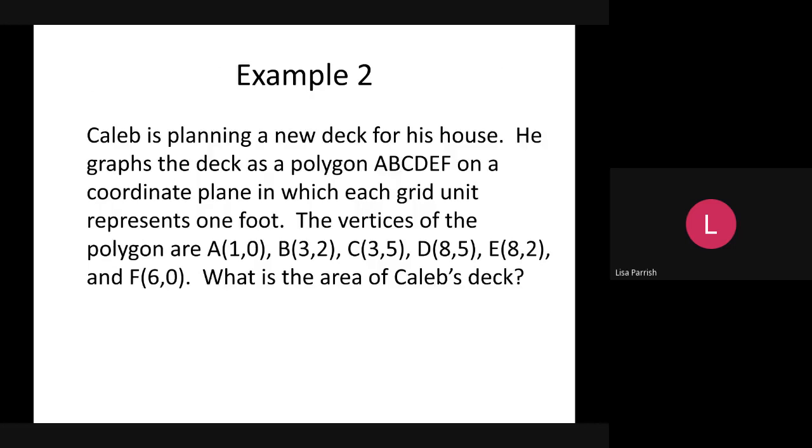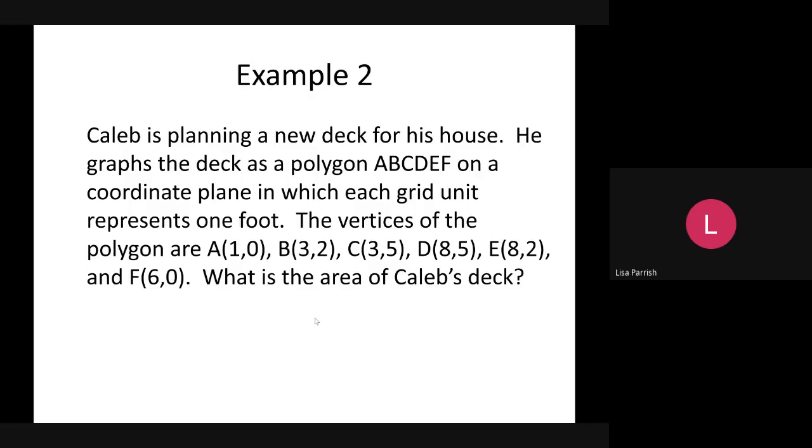All right, so let's look at our first example here. Okay. It says Caleb is planning a new deck for his house. He graphs the deck as a polygon labeled A, B, C, D, E, and F on a coordinate plane in which each grid unit represents 1 foot. The vertices are as follows. Those are the ordered pairs. What is the area of Caleb's deck?